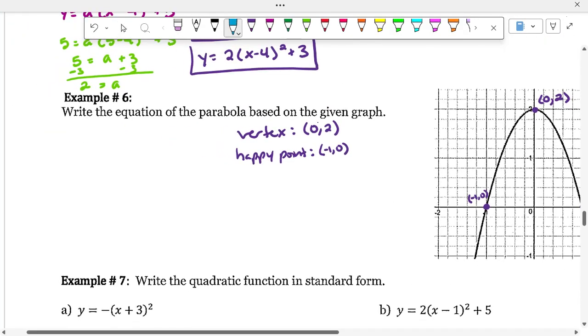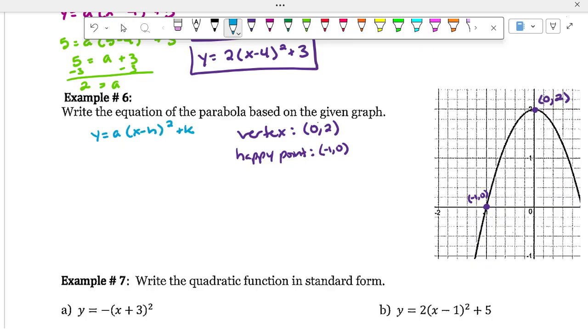Now, I'm going to start by putting it in the vertex form. I'm going to start with the vertex first. So, what's my h value of my vertex? 0. What's the k value? 2. So I have y is equal to a times x minus 0 squared plus 2.